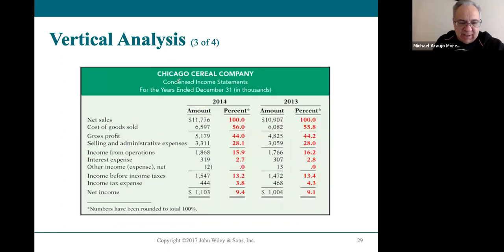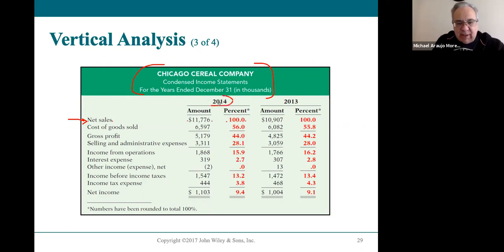For income statements, it's interesting because your net sales are 100% of everything. Remember, in an income statement, everything starts with revenue. From your revenue, you subtract all your expenses, and that's your income, right? We've gone through this before. So everything is a percentage of your net sales. So your net sales, this number becomes your base, 100%.